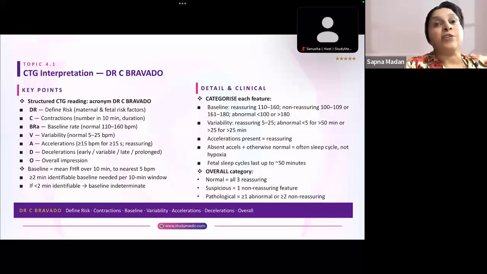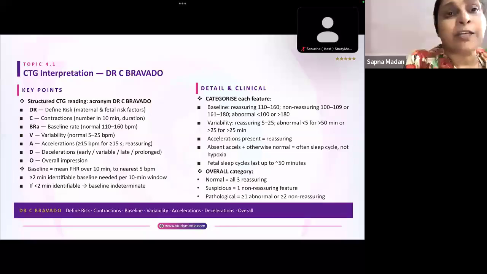If the patient is 41 weeks, okay, and the baseline rate is around 105, but everything else is normal. The variability is normal. The accelerations are present. There are no decelerations or at the most early. Then you do not need to worry about that patient because she's a post-term patient and up to 100 is considered normal for them. That is why defining the risk is very important.